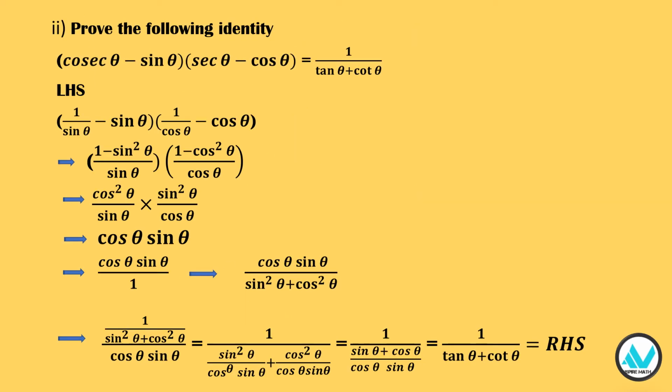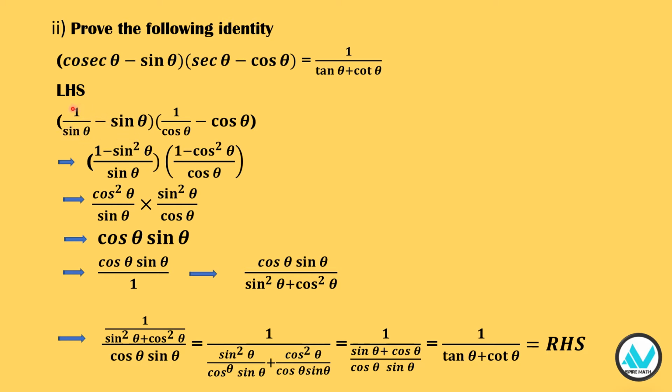Let us prove the following identity. Cosecant theta minus sin theta into secant theta minus cos theta equal to 1 by tan theta plus cot theta. Now let me take the LHS. I can write cosecant theta as 1 by sin theta minus sin theta. Secant theta as 1 by cos theta minus cos theta. Now here sin theta can be written as sin theta by 1. Therefore my LCM is nothing but sin theta.